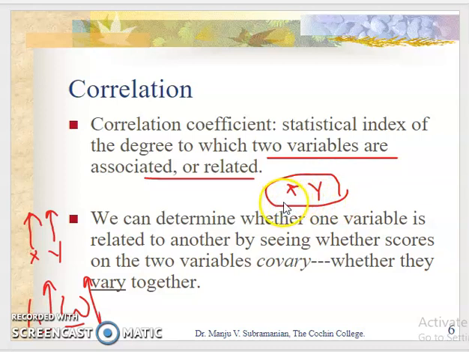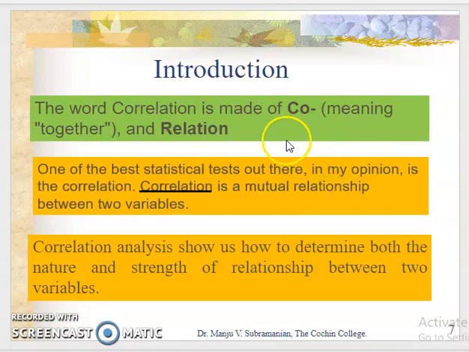We can determine whether one variable is related to the other by seeing whether the scores on the variables co-vary, whether they vary together. So we can say that correlation is one of the important statistical analysis methods by which we are able to find the relationship between two variables. The word correlation is made of the words co- meaning together and relation. These two terms are used together and we got the term correlation.